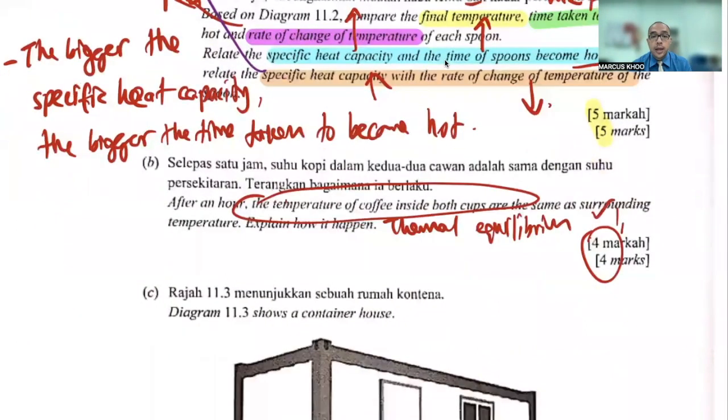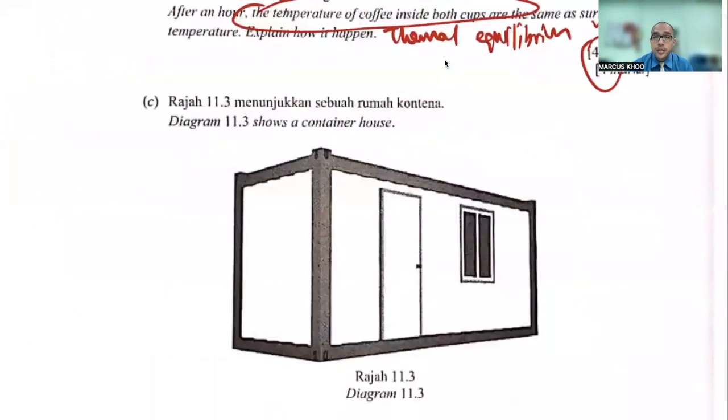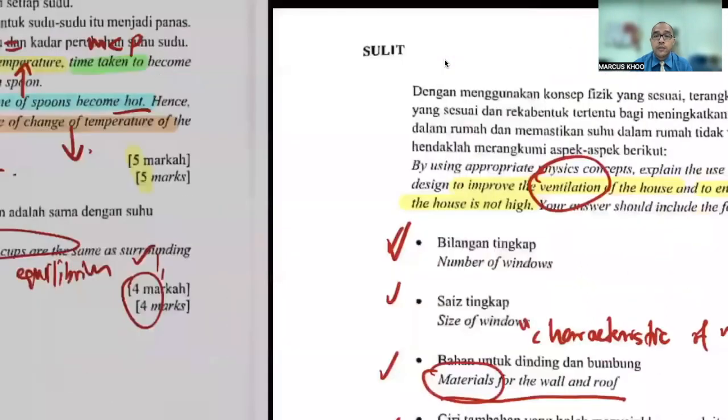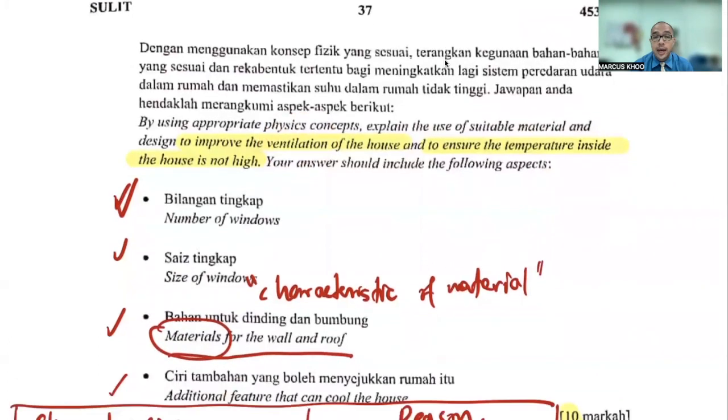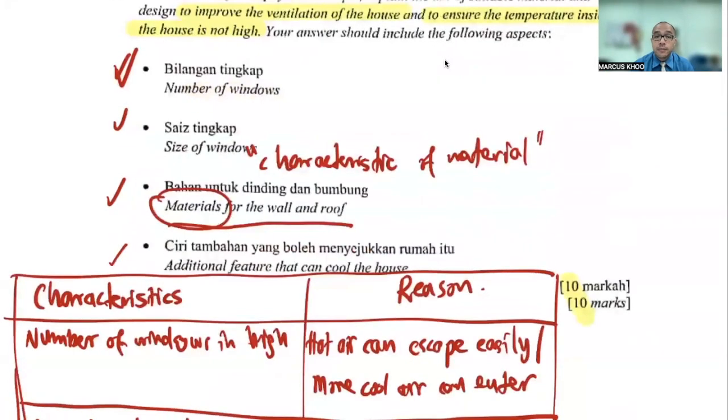All right, 11.3 shows a container house. Obviously we have to talk about the container house being not suitable, etc. What we want is to improve the ventilation of the house and to ensure the temperature inside the house is not high. And as I mentioned just now, one of the things you have to talk about is the material for the wall and the roof. So you can talk about the characteristic of the material, or you can talk about the specific material itself.